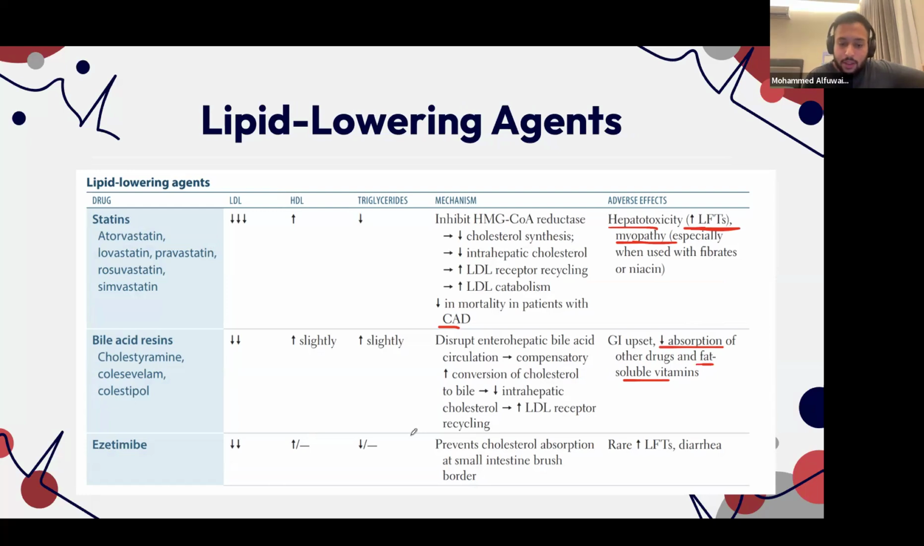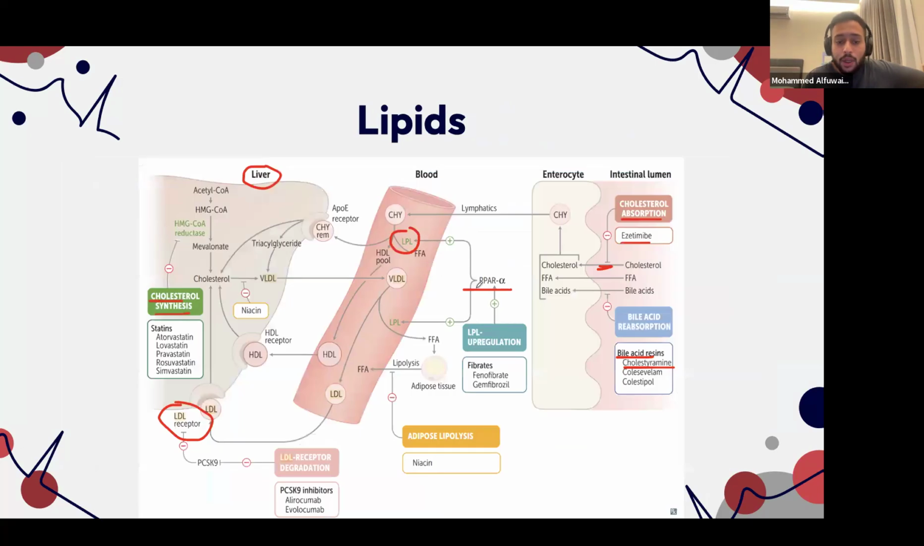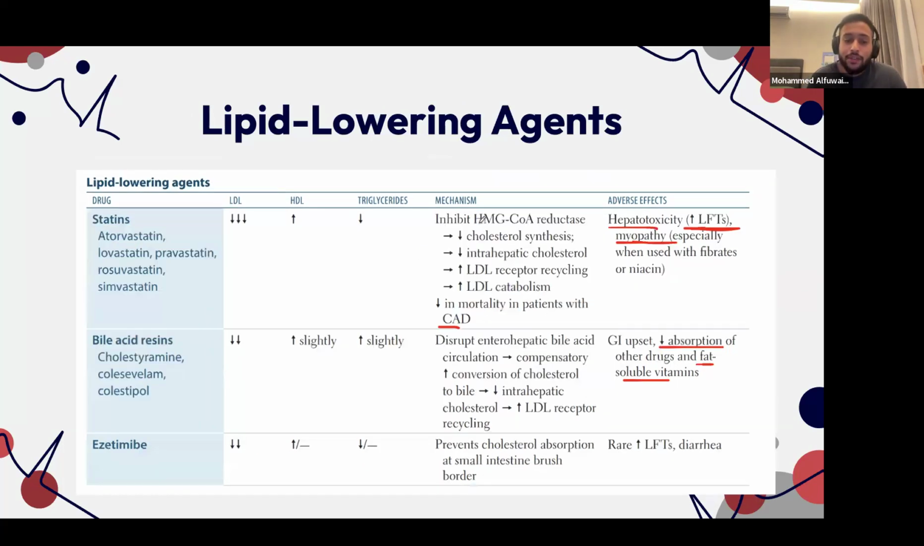And that's basically that. Now, the other medications that you can give are, for example, fibrates, which have fibrate in the name. Now, what do fibrates do? They upregulate PPAR alpha. PPAR alpha will activate lipoprotein lipase, which will further break down lipids. That's basically what it will do. Also, another very important effect is that it induces HDL synthesis. Now, for these patients, it's very important to not give fibrates with what other medication?